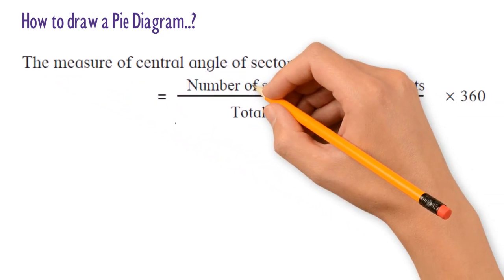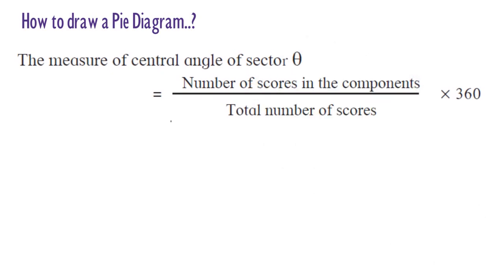To draw a pie diagram, the whole circle is divided into sectors proportional to the components of the data. The measure of the central angle of each sector is found by the following formula. The measure of central angle of a sector, theta, equals the number of scores in a component upon total number of scores, into 360. The formula is similar to your percentage formula, where you multiply your scored marks upon total marks into 100. There we have to convert into percentage. For that reason we multiply by 100.